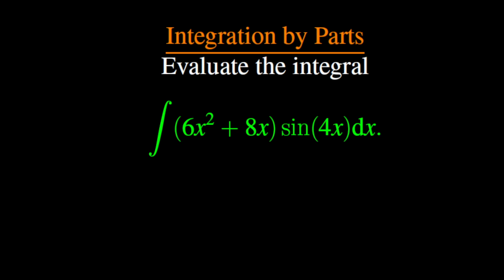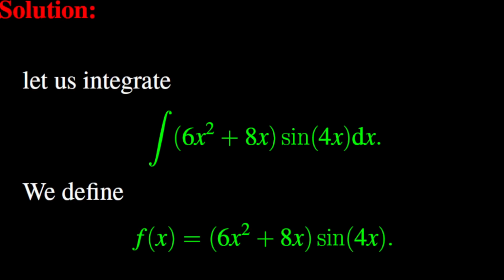Hello. Our goal is to find the antiderivative of the function (6x² + 8x) times sine of 4x. Let us integrate the function (6x² + 8x) times sine of 4x. See that, the function we have to integrate is a product of a nonlinear function and a polynomial function. The method appropriate in this case is the method of integration by parts.